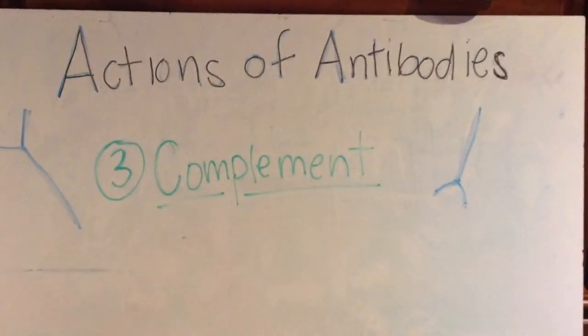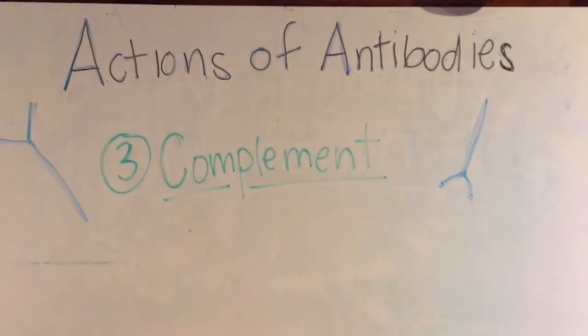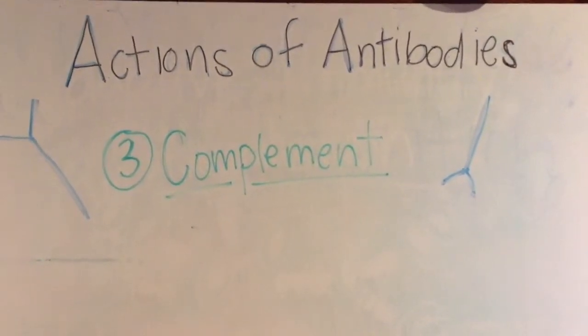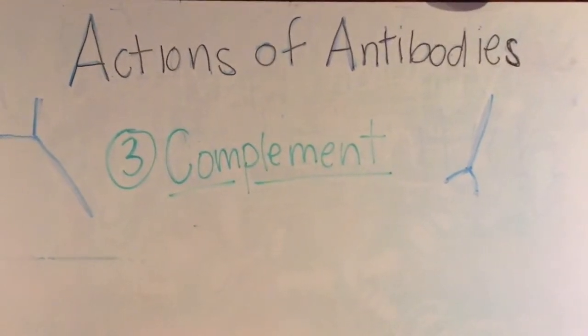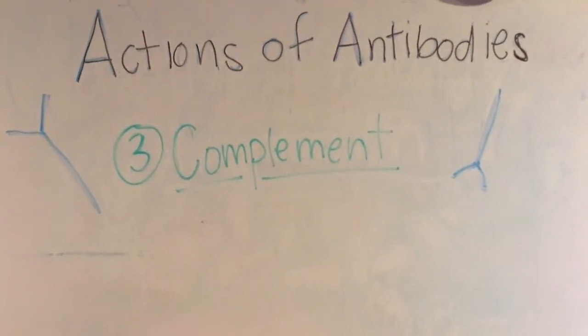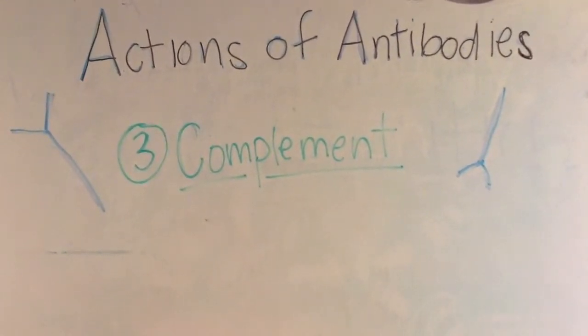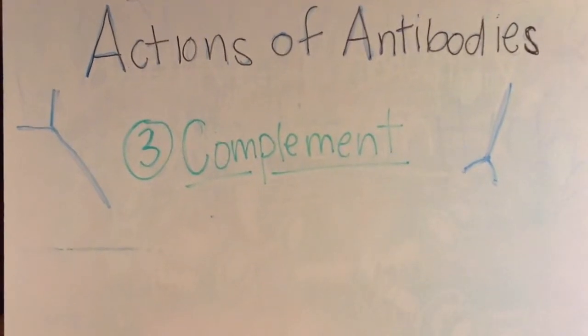Number 3 is complement. When the antibody molecule binds to an antigen, portions of the antibody molecule change shape. This change exposes areas that bind complement proteins. The bound complement molecules then activate the complement system, which destroys the antigen.